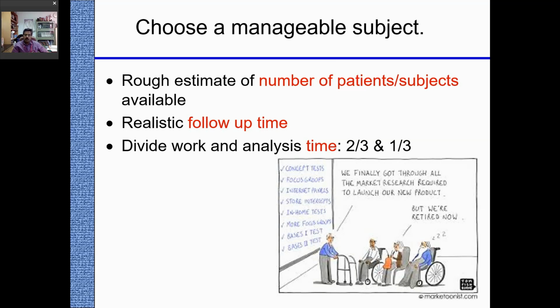The follow-up time should be very realistic. You have 1 year, or 1.5 years, to write the thesis, and it should have a follow-up time of not more than 3 months, so that you can do the study for about 9 months, with the last patient recruited at the ninth month, and then you can follow for 3 months. And divide your work accordingly also, because of analysis time and work time. A very simple thumb rule is 2/3 of the time is work and 1/3 is analysis. And it is better that you include the statistician who will do your data analysis in the beginning, so that you don't lose much time in analysis at the end of the study.